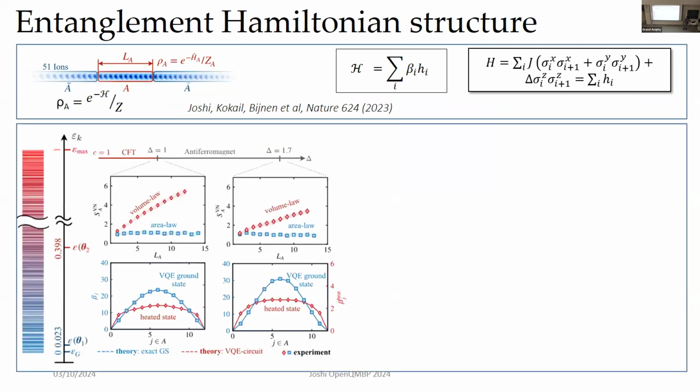This is what we then tested in our system with a chain of 51 ions. Here we assume that the operator form is known, because we prepare the state, which is the ground state or an excited state of a Hamiltonian, by variational preparation. By measuring the energy of the system, you prepare it to the lowest energy state.